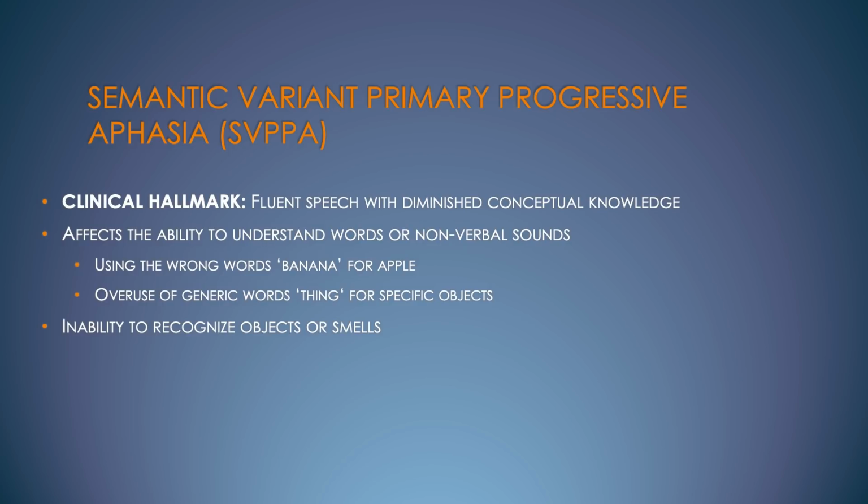And it can apply to the ability to recognize objects or smells or sounds. So if you hear a helicopter and you have semantic variant primary progressive aphasia, you're not going to be able to put that sound to the idea of a helicopter. So it can be particularly scary and really disorienting for patients.